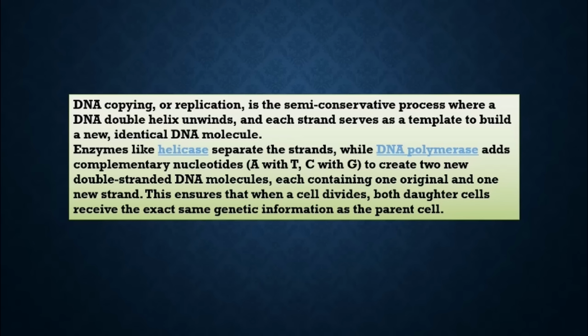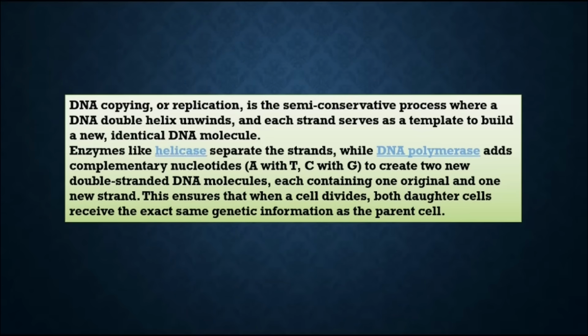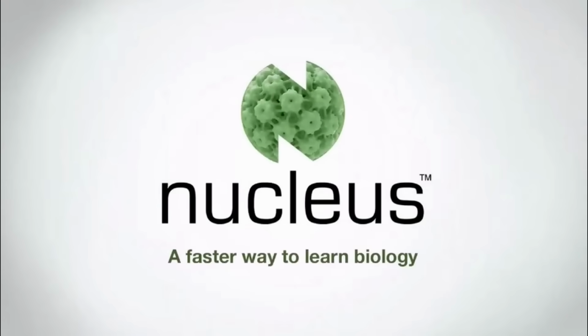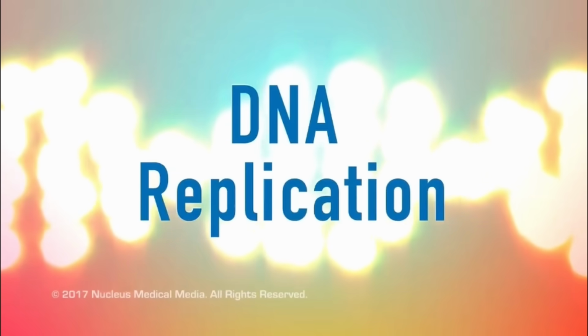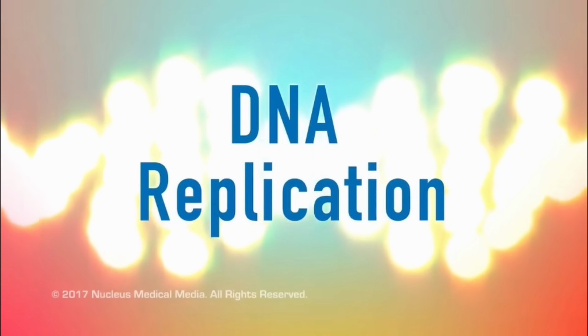new double-stranded DNA molecules, each containing one original and one new strand, which can be understood easily with the help of this YouTube video. This ensures that when a cell divides, both daughter cells receive the exact same genetic information as the parent cell. So let's watch this video, and you can easily understand. Let's take a look at DNA replication, the process in which DNA copies itself.